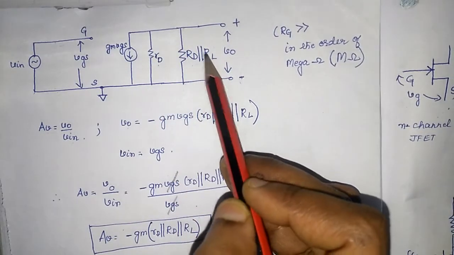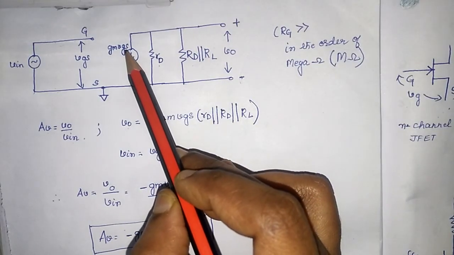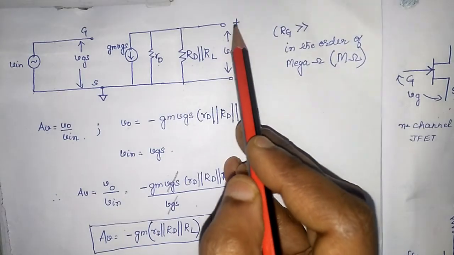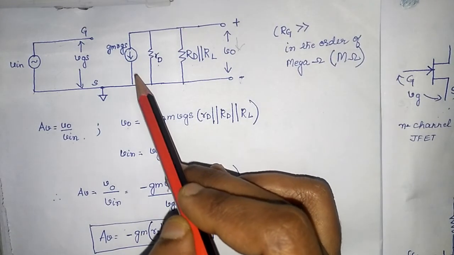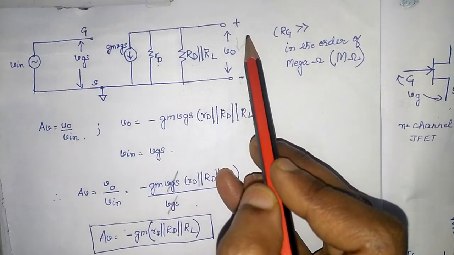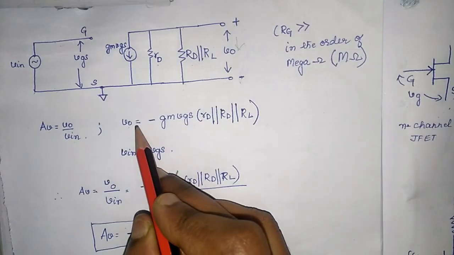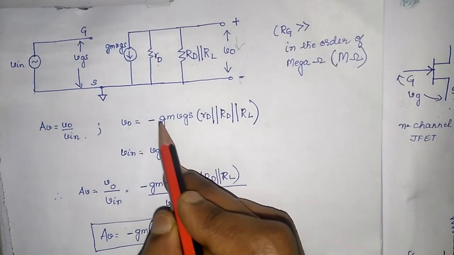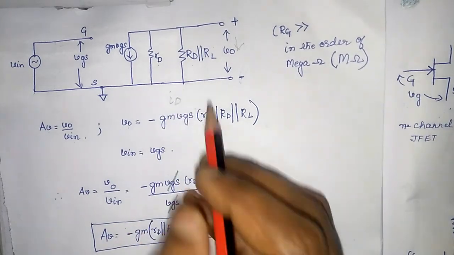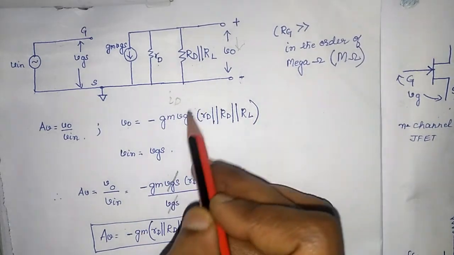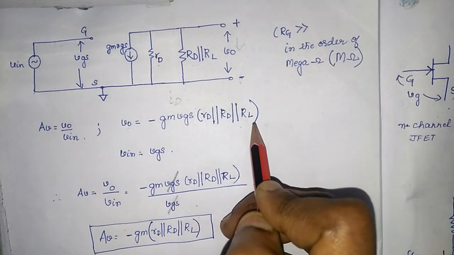And what is the current flowing through it? The current flowing through that is gm into VGS, which is nothing but ID. But then if this end is positive, current should actually be flowing downward. But what do you see here? It is appearing to flow in the opposite direction. So what is V naught? That's why we write V naught is equal to minus gm VGS, the current, which is nothing but your drain current ID, which I told you a short while ago, into the effective resistance, which is small rd parallel capital RD parallel RL.